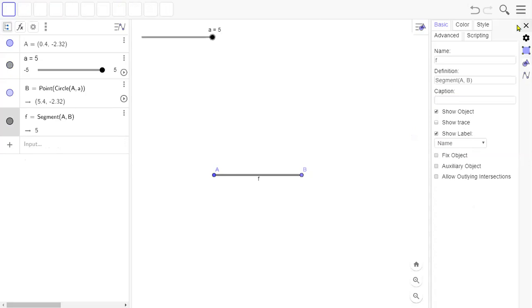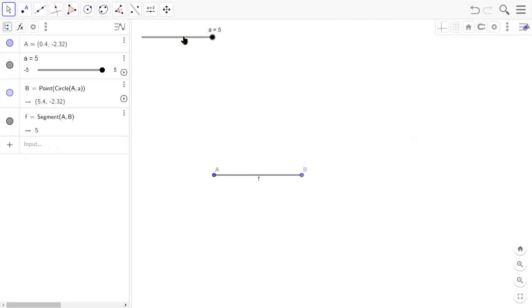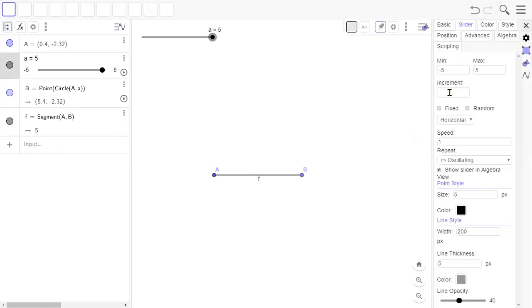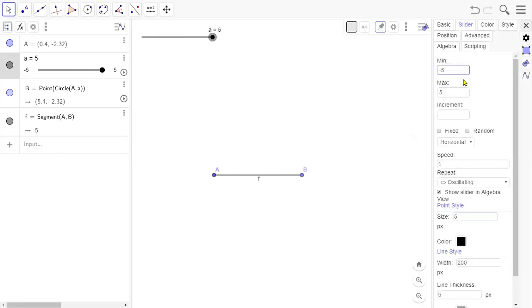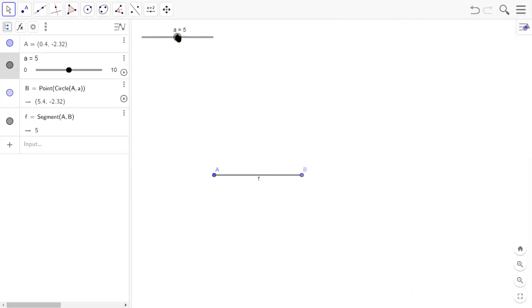Here I am going to make the slider, and let me go to the settings of this slider. Here we can change the minimum value, which is 0. The length goes from 0 to 10, so 10 units, and the increment is 1 unit. I am first going to make the slider for this line segment AB. We can take any value from 0 to 10 in increments of 1 unit.